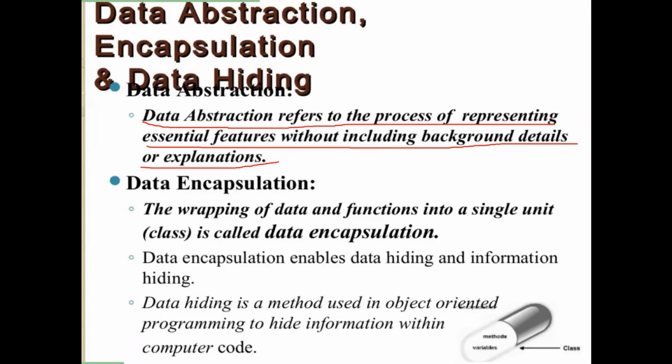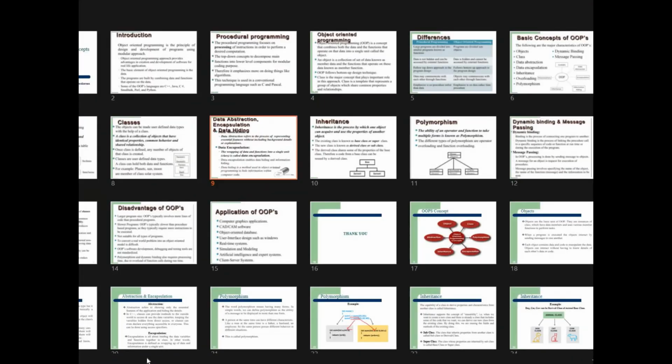Coming to the next concept, data encapsulation. Data encapsulation enables data hiding as well as information hiding, you can say. Or in other words, the wrapping up of data and functions into a single unit is called data encapsulation. Data hiding is a method which is used in object-oriented programming to hide the information within the computer code.